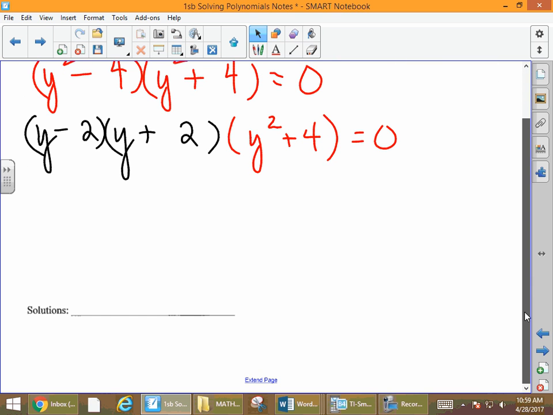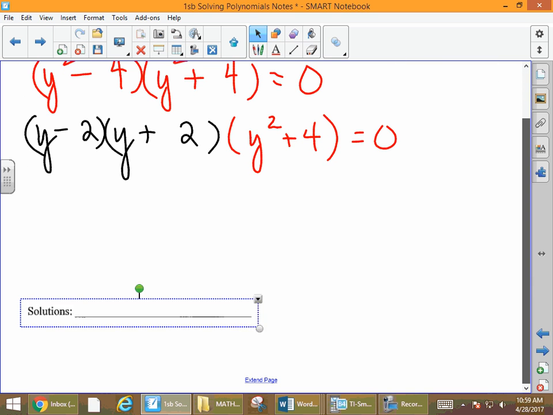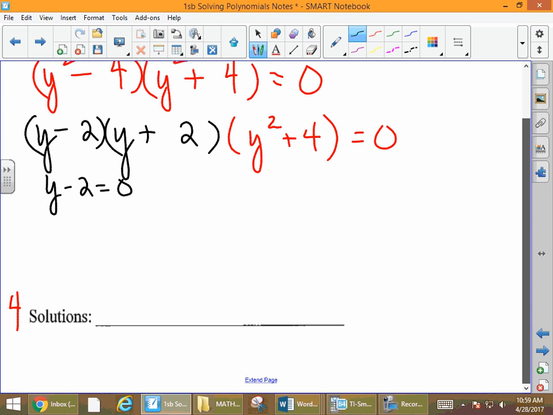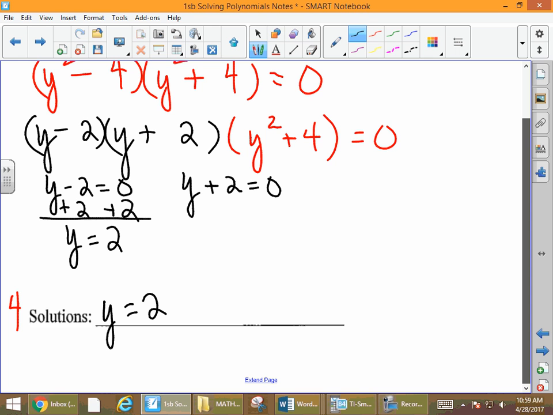But we're to a point where we can actually get our solutions. In fact, this is a quartic, so remember, we're looking for 4 solutions because it's a quartic. And I hope that at least on 2 of them, you don't have to show this work. But y minus 2 equals 0, add 2 to both sides. And there's nothing wrong if you have to show the work. Just trying to save you a little bit of work. So we get y equals 2. We've got y plus 2 equals 0. So we can subtract 2 from both sides. And we get y equals negative 2.